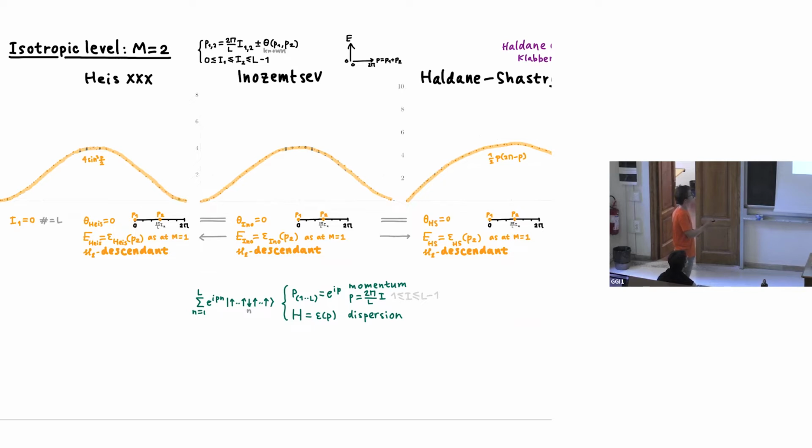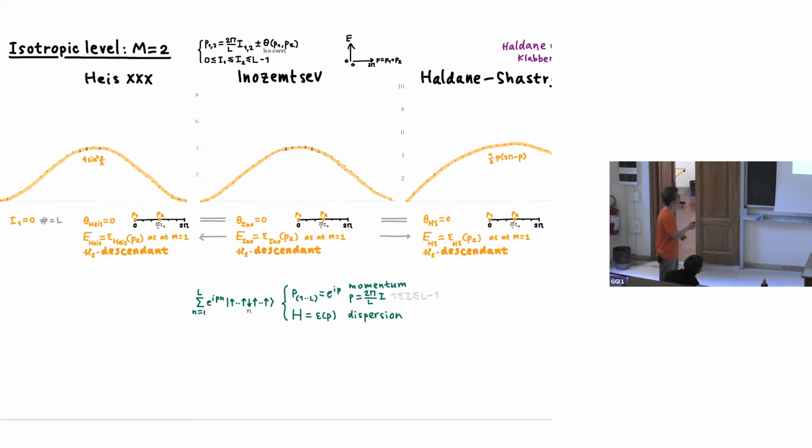Here I plotted the energy up and the momentum from 0 to 2 pi horizontally. So here's the momentum, here's the momentum, and here's the momentum. This is the Heisenberg point. Here is Zemtsev, or maybe kappa is 1 or something. And then here is Haldane-Shastry, where I removed the imaginary period.